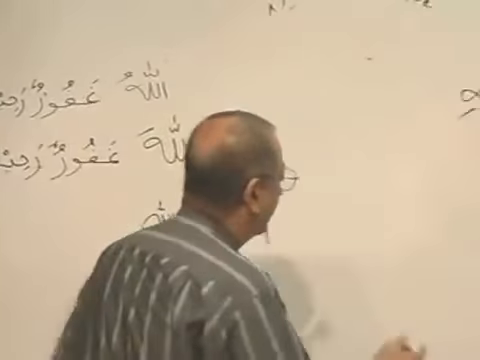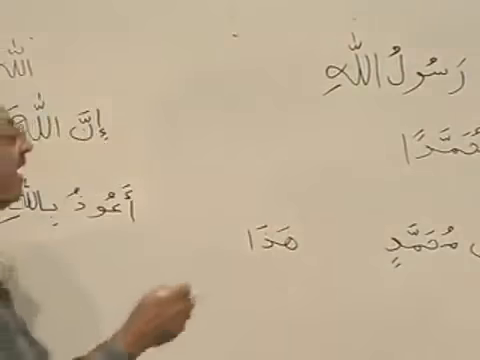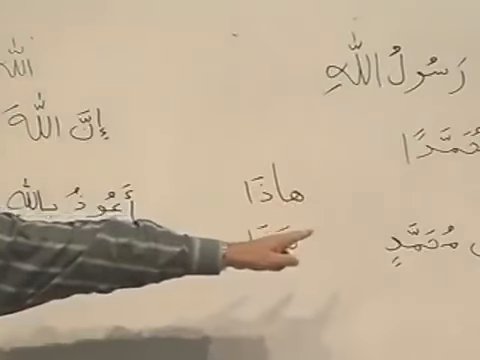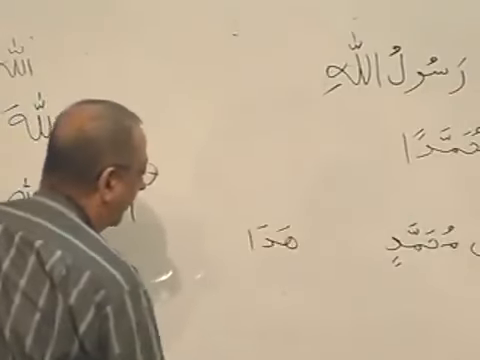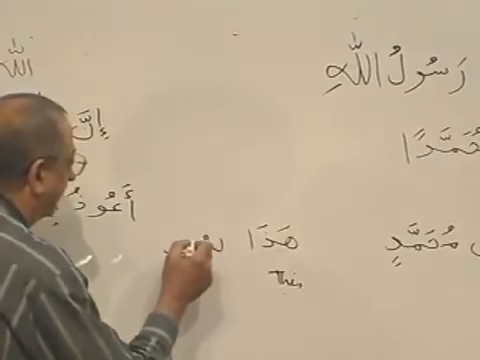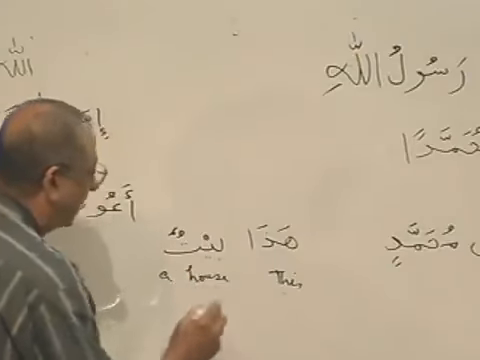This is a house. Indefinite. This is a house. Okay. Now, I think you have understood this, so I am going to erase it, brother? Hadha. See, it is pronounced like Hadha. But this alif is not written. It is explained in the key also. So it is Hadha. Okay. Hadha means this. And Baitun means a house. Are you with me, brothers and sisters?